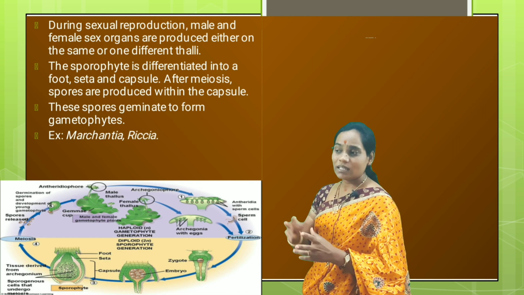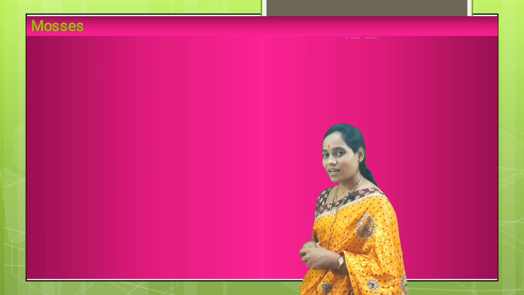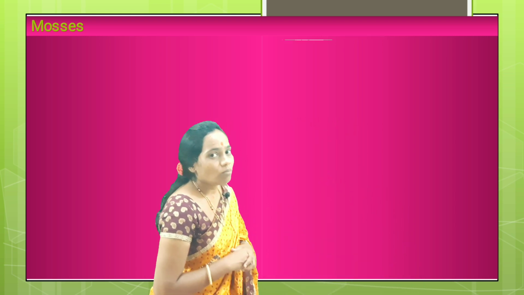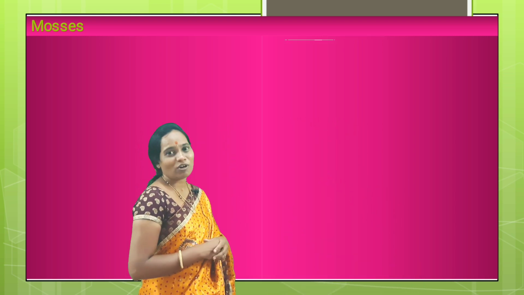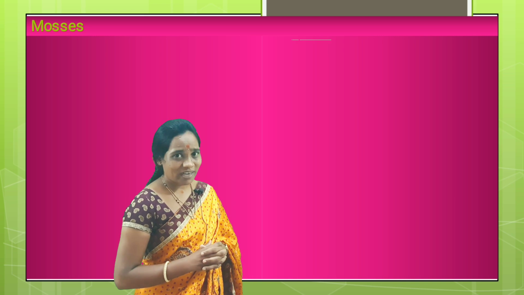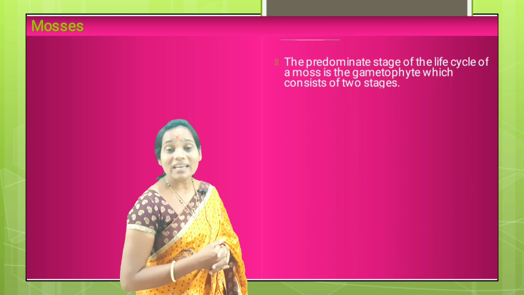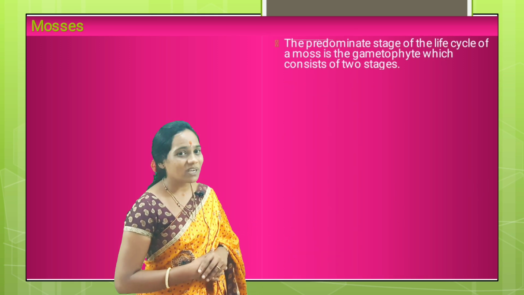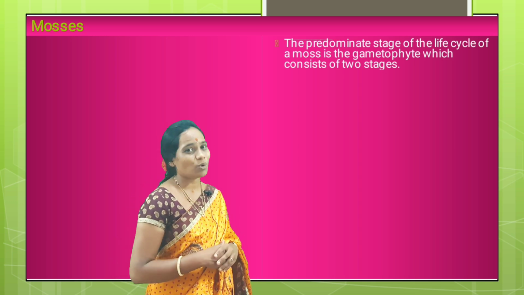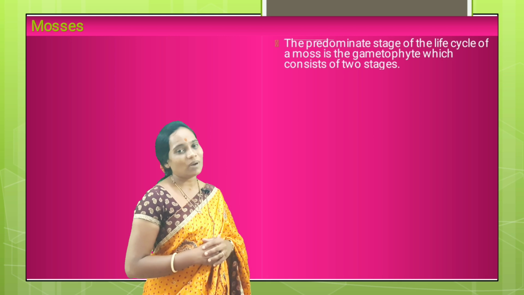Next we will study the next group of plants present in the bryophytes. They are mosses. Mosses are another group of bryophytes. Remember, as they are bryophytes, the dominant plant body in the mosses is, as usual, the haploid gametophytic plant body.